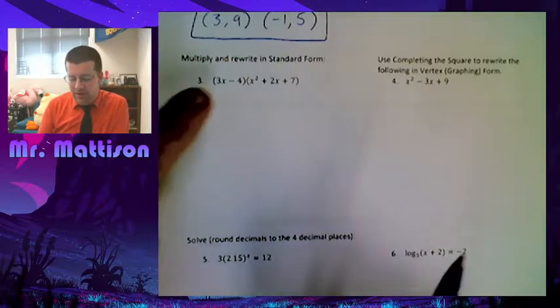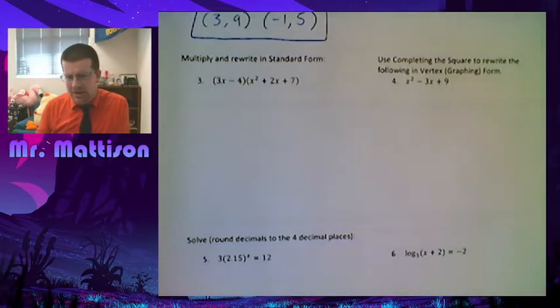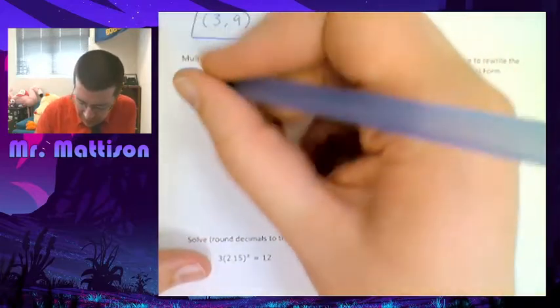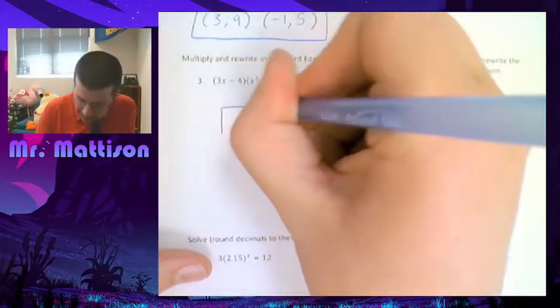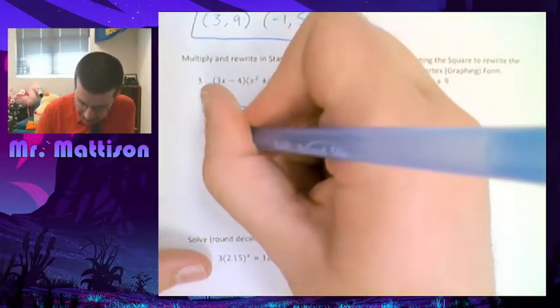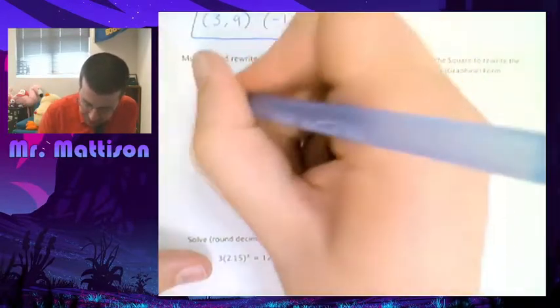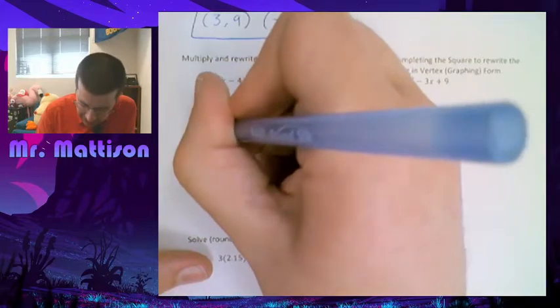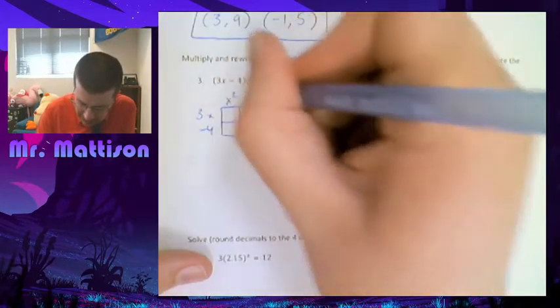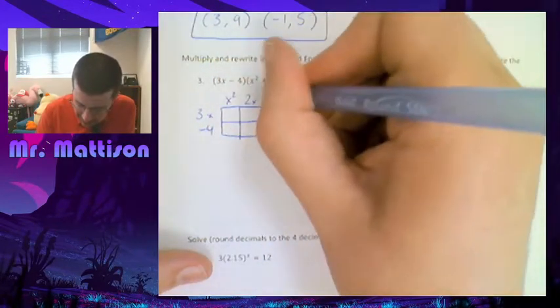I typically, when I see 2 by 3s or larger, I just always do the box method because it's just a little bit more organized. It's not faster or slower, but it's really easy to tell what's going where. So I'm going to have 3x and negative 4, and then I'm going to have x squared, 2x, and 7.